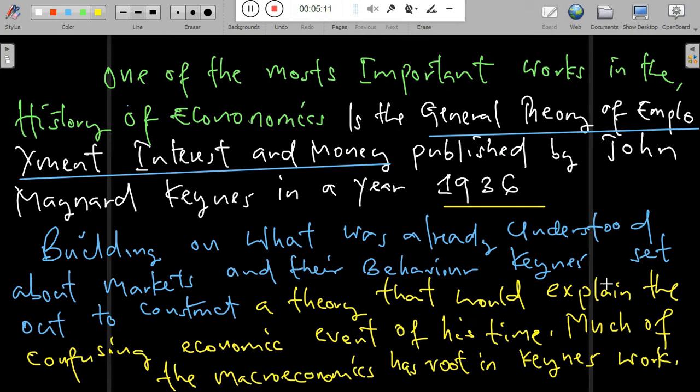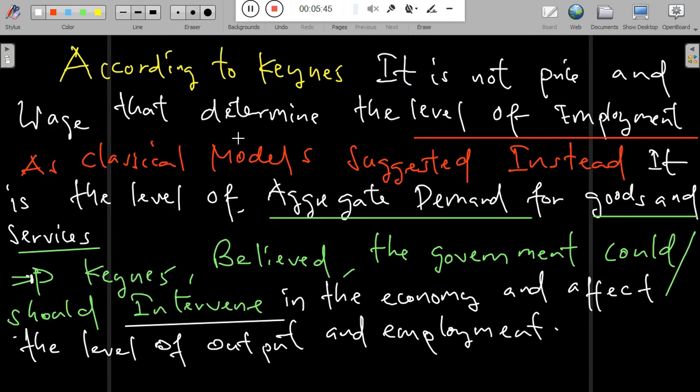So Keynes contributed greatly to the development of new ideas of macroeconomics. He believed that the issue of unemployment was due to a lack of aggregate demand, and the government should intervene so as to stabilize the economy. According to Keynes, it is not the price and the wage that determine the level of employment, as the classical model suggested. Instead, it is the level of aggregate demand for goods and services.